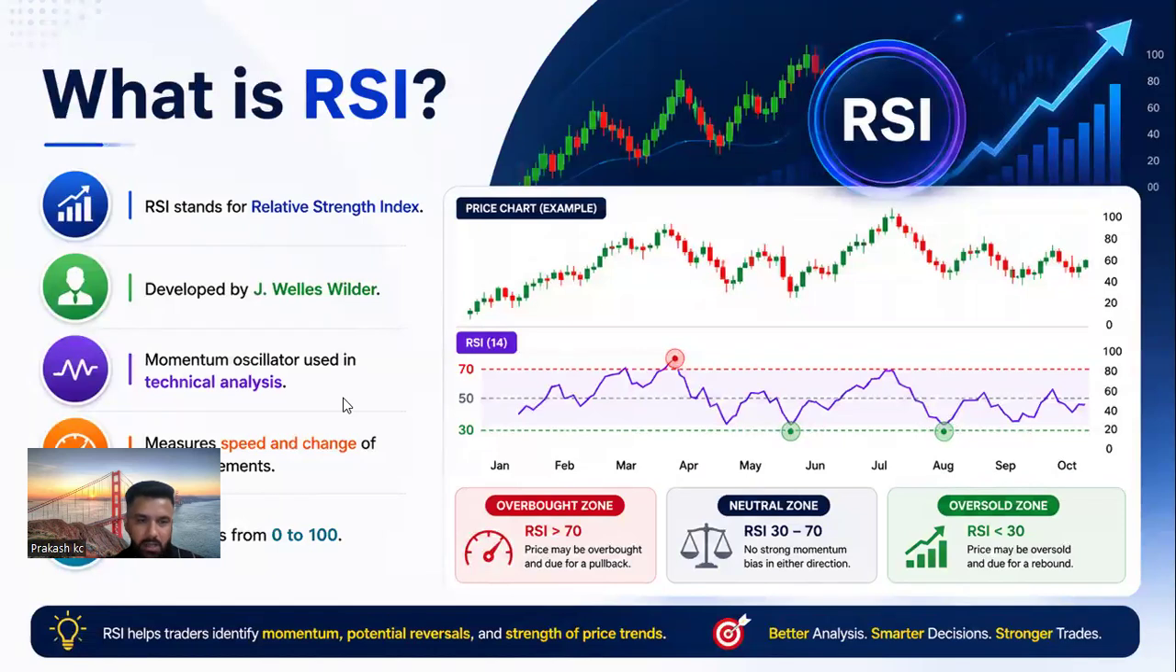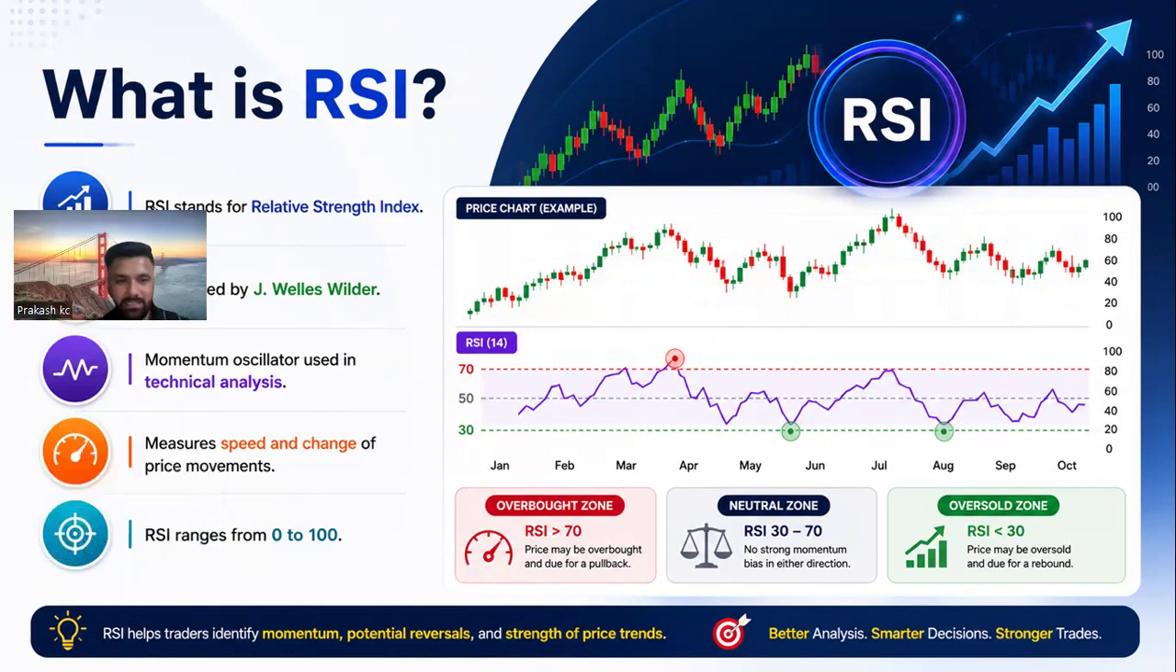First of all, RSI means Relative Strength Index, developed by Welles Wilder, and basically it calculates the momentum of price, the speed and how fast it is changing. Overbought zone means RSI above 70. Price may pull back due to being overbought. Oversold zone means RSI less than 30. The price may rebound due to being oversold.